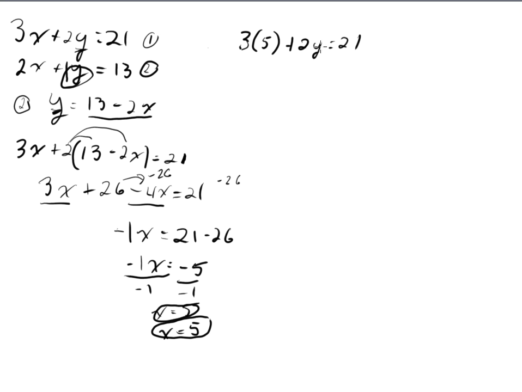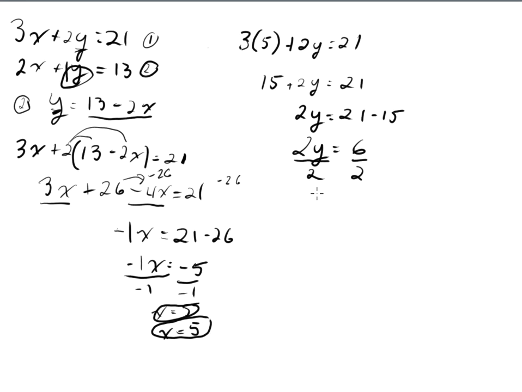Now, good position again, because look, we've got an equation with only one unknown. So we're going to take that one unknown and solve for it. 3 times 5 is 15, plus 2y equals 21. I'm going to subtract 15 from both sides, which is going to give us 2y equals 21 minus 15, which is, of course, 6. Divide both sides by 2, and we're going to get that y equals 3. So we contend that the answer to this problem is (x, y) equals (5, 3).